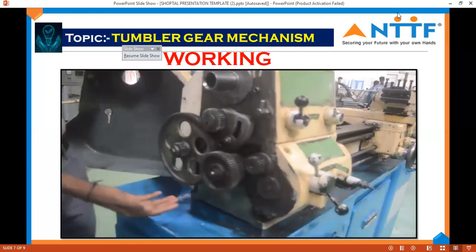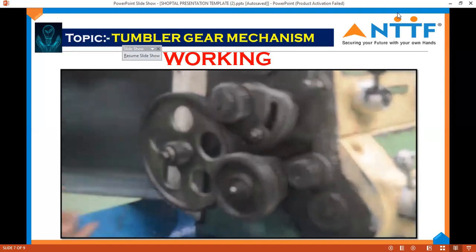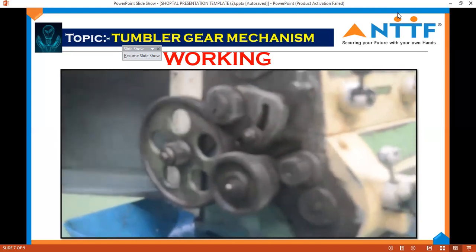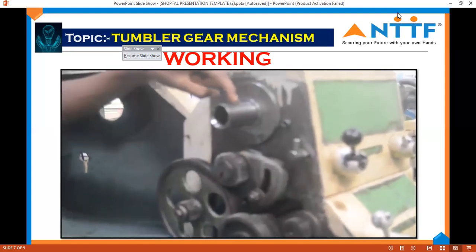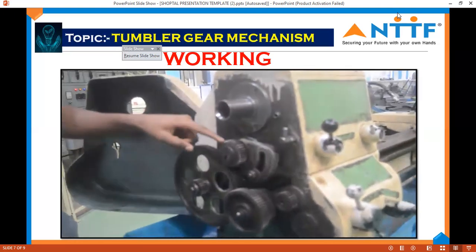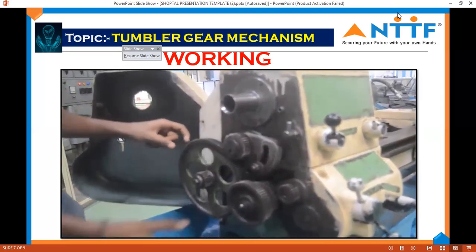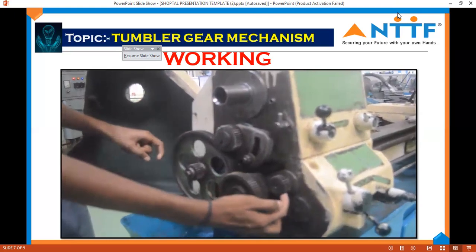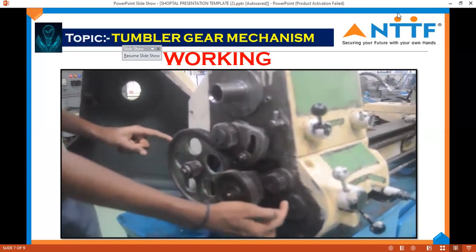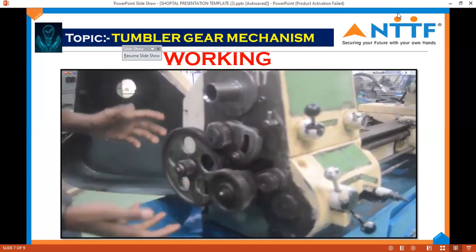Here you can see the tumbler gear mechanism. This is a spindle rod which is connected to the chuck and can be rotated with the help of the motor. This is a tumbler gear, stud gear and intermediate gears, and this is a gear which is attached to the lead rod and lead screw. Now I will explain the working.